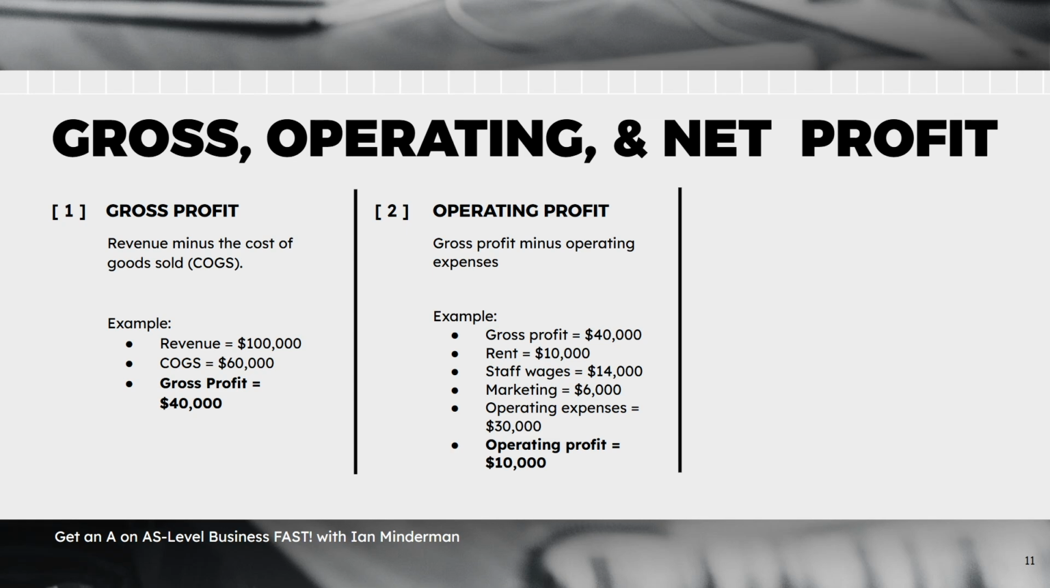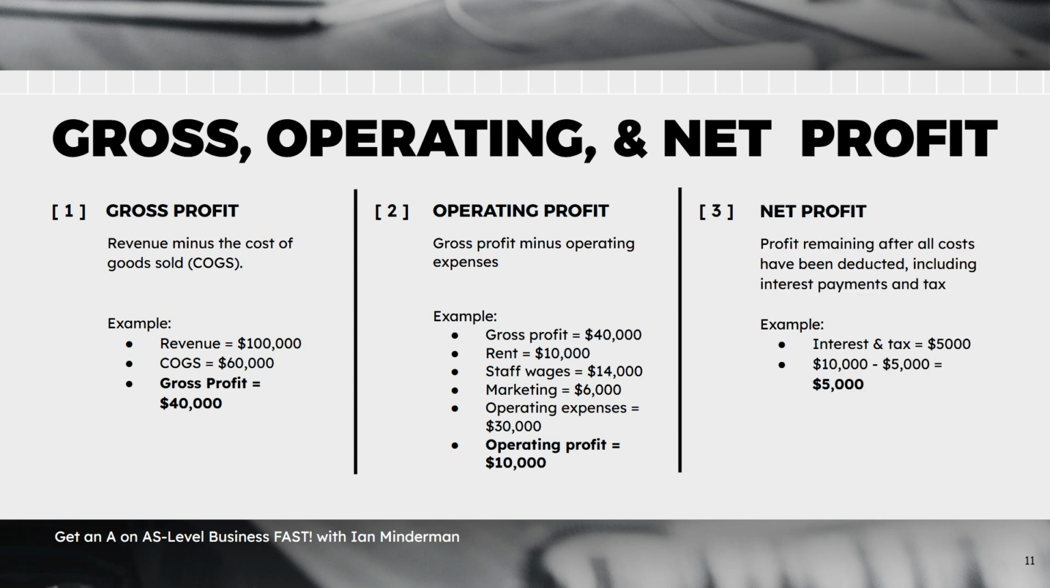In this case, they add up to 30,000. So you take the gross profit and you subtract the operating expenses. That leaves us with $10,000 for operating profit. Now on to net profit. This is the profit remaining after all costs have been deducted, including interest payments and tax.